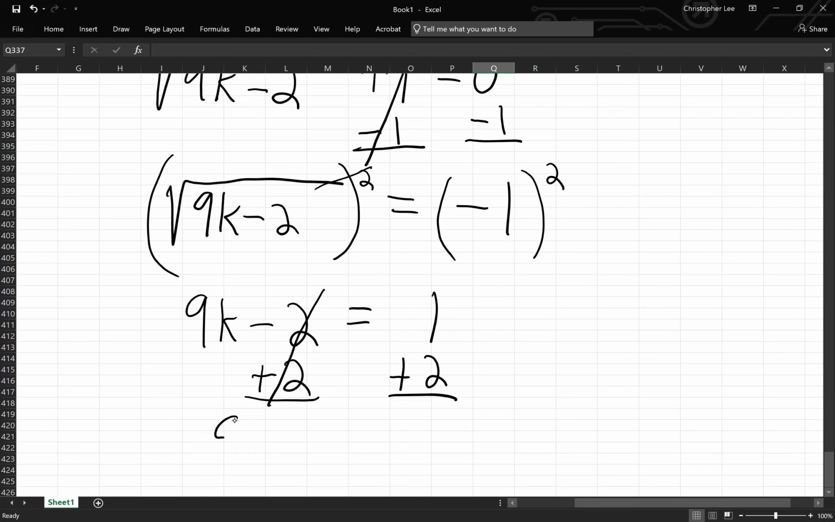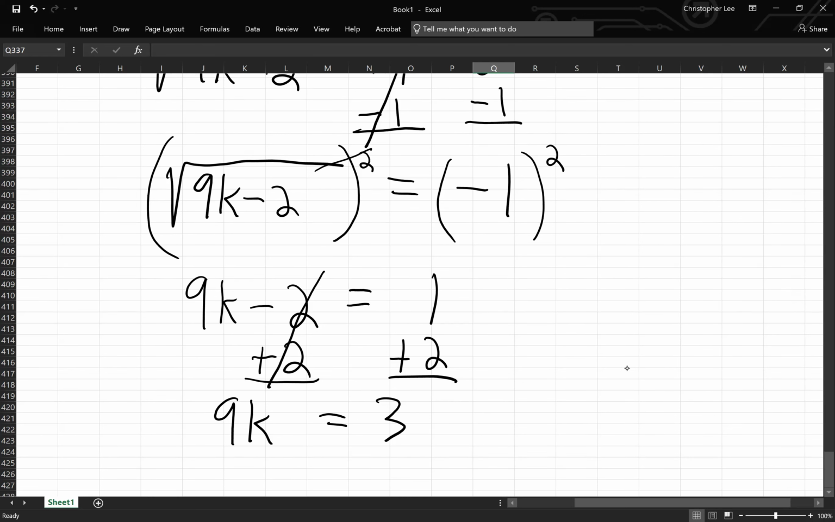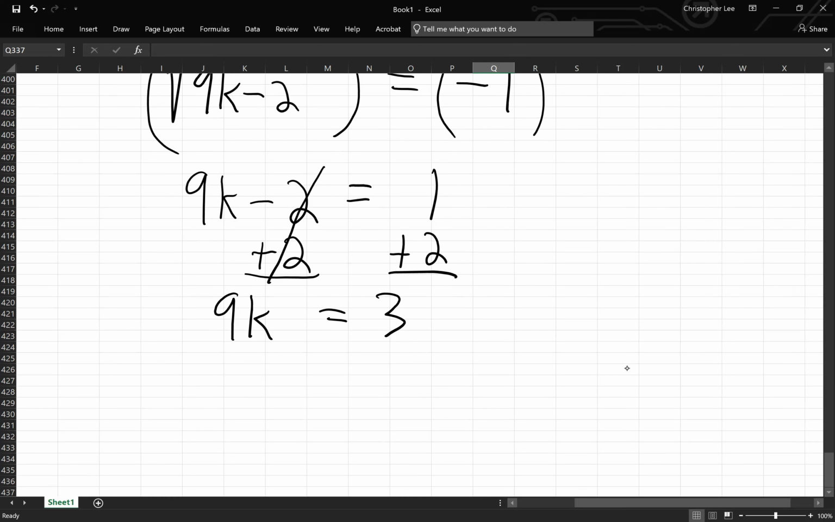So now what do I have? I have 9k is equal to 3. 9k sounds like a really nice TV. Now we want to get k by itself, so I'm going to divide by 9. Because that's 9 times k, the opposite of multiplication is division. But what I do to one side of the equation, I have to do to the other side. So now I have k is equal to 3 goes into 3 once, 3 goes into 9 3 times. So this is just 1/3. Boom.